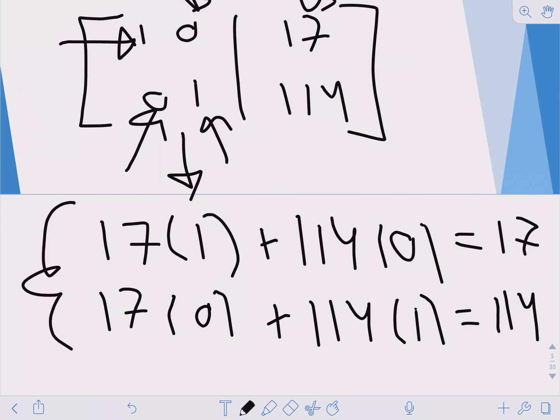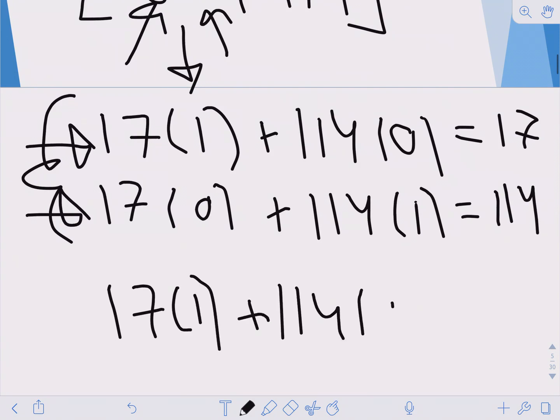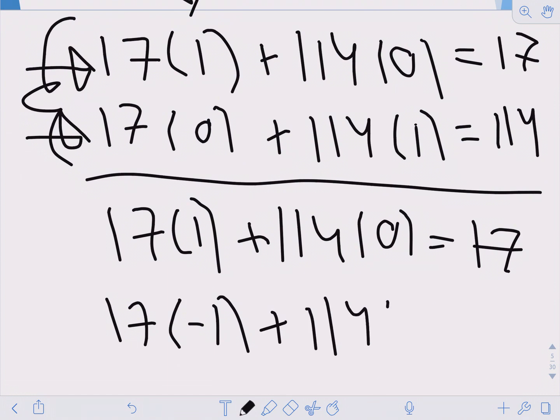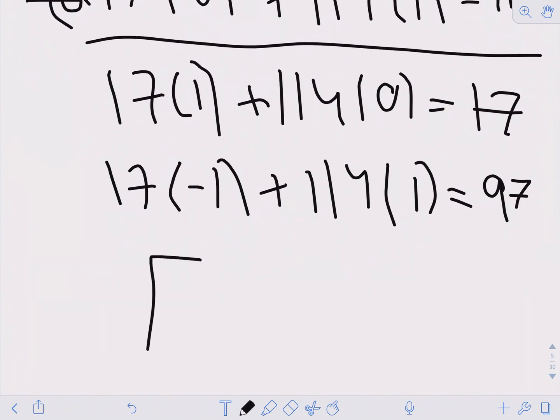So what we can do is subtract the first equation from the second equation. We keep the first equation. And when we subtract the first equation from the second, we get 17 times minus 1 plus 114 times 1 equals 97. And these two equations translate into the augmented matrix 1 0, minus 1 1, 17 97.